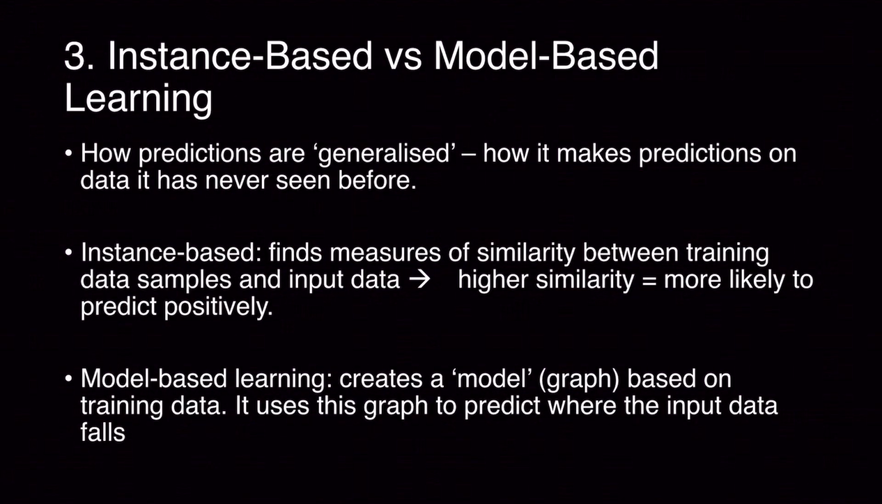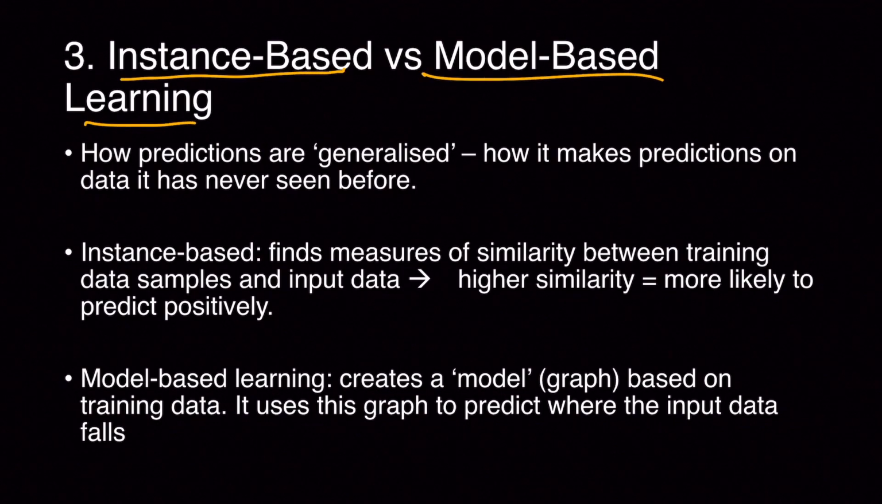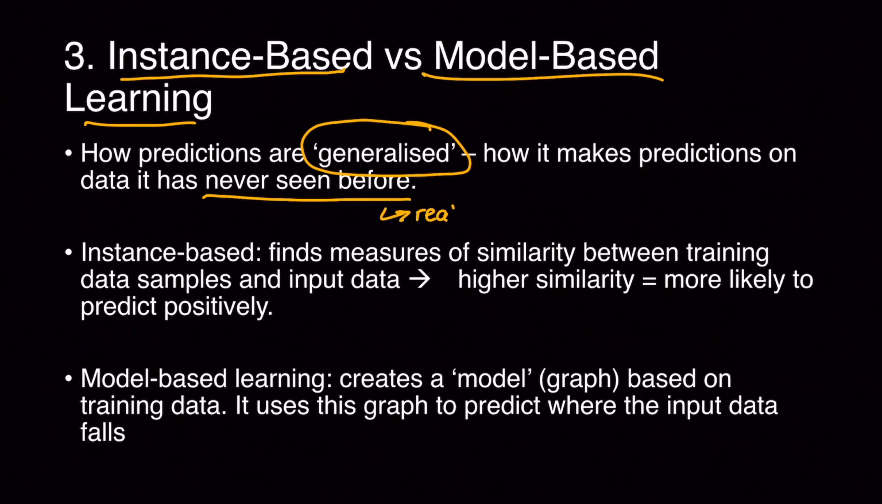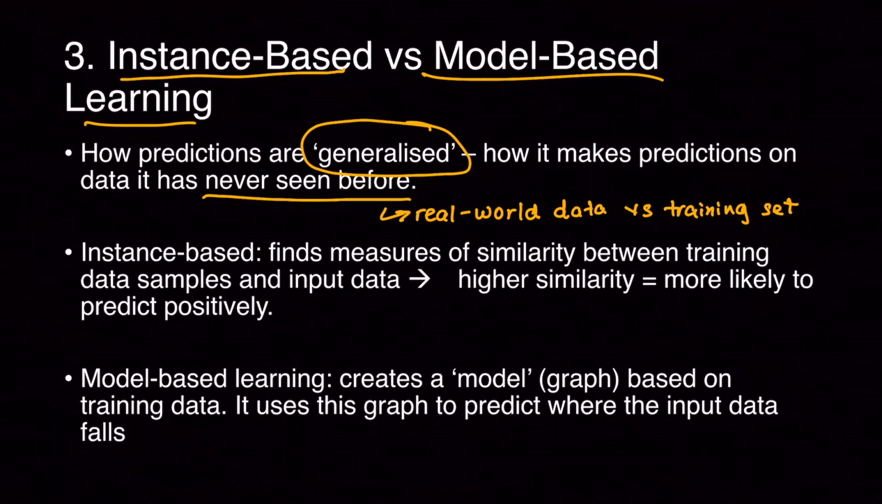The final classification of machine learning is instance-based versus model-based learning. This is dependent on how predictions are generalized. So generalization means how it makes predictions on data it has never seen before. So just to compare, this is referring to real world data versus what we already had in our training set. So whatever is outside of the training set is what generalization is used for.